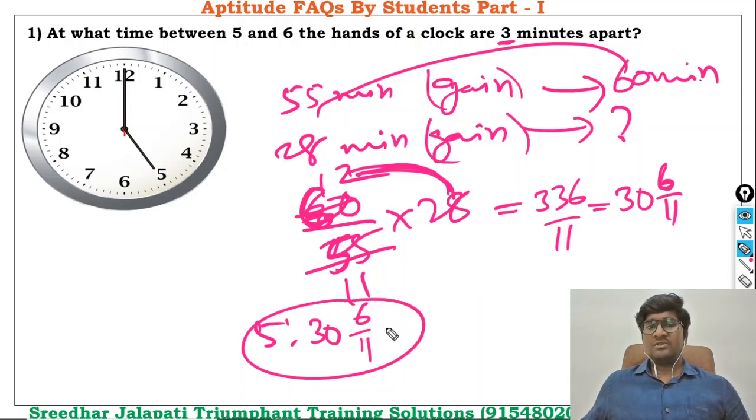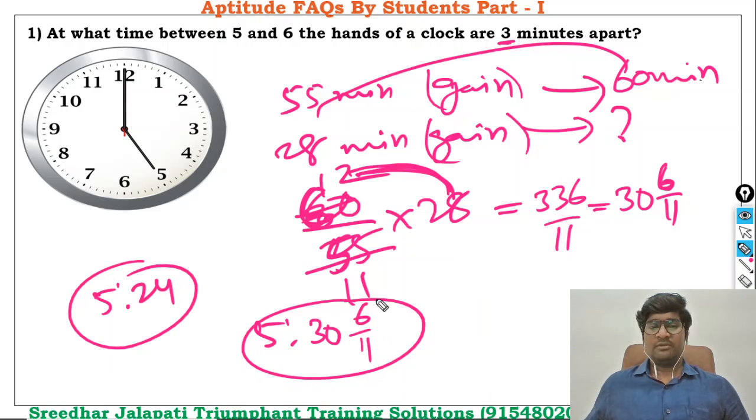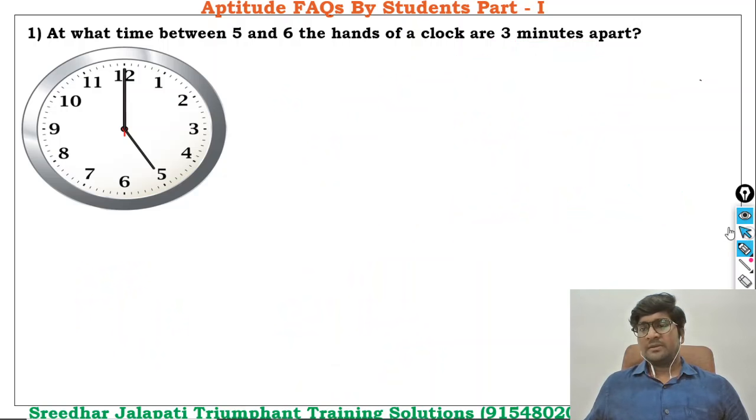We got two situations, that is when the time is 5:24, which we got previously, and when the time is 5:36 by 11, they are 3 minutes apart. Hope you followed. And this is how you can answer all these type of questions.